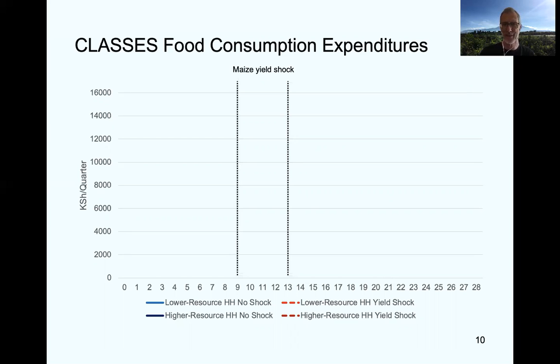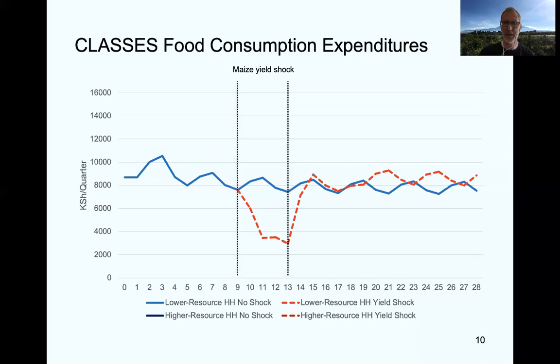And I've highlighted here on a graph, this is the number of quarters, and the first outcome that we'll look at is food consumption expenditures, one of the indicators of food security. You can see that I've highlighted from quarter 9 to 13 a maize yield shock. And if we look at without the shock, a lower resource household has food consumption expenditures that vary seasonally, and that's a common phenomenon in this particular setting, but slightly trending down initially, but being fairly stable in terms of an average after the initial adjustment processes early on in the simulation.